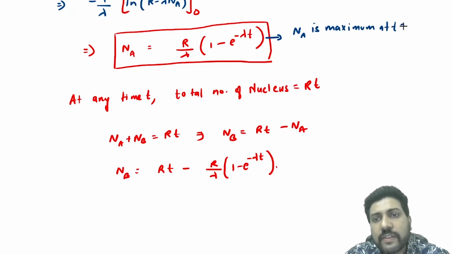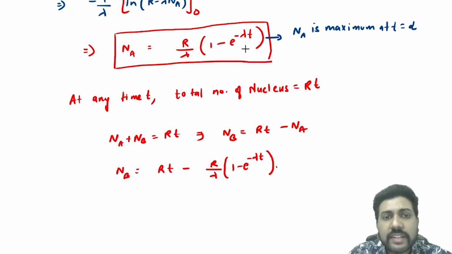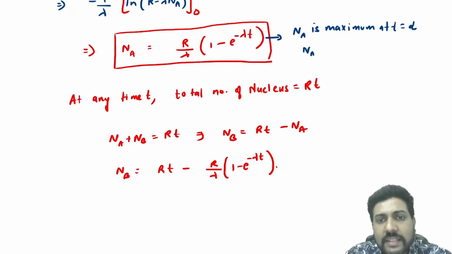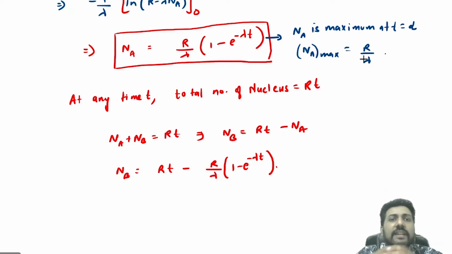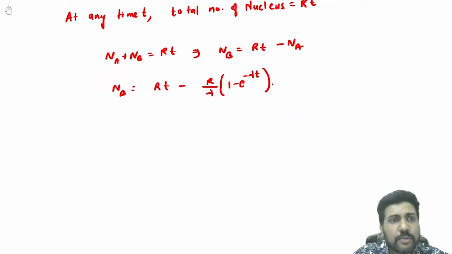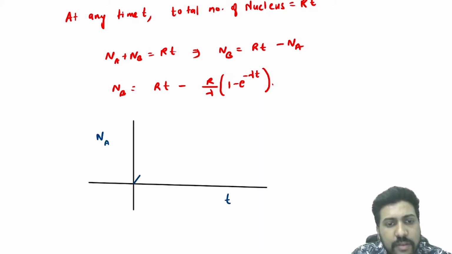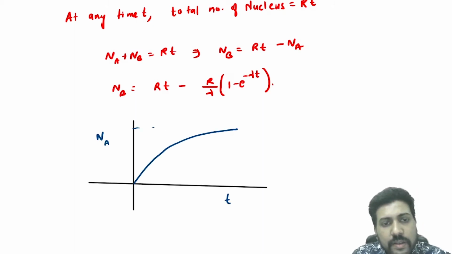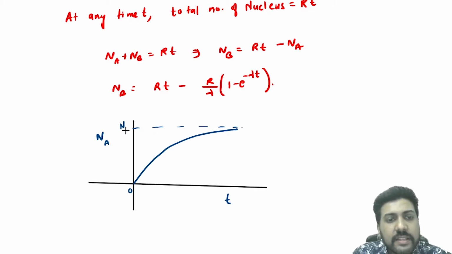From here we can clearly see that Na is maximum at t equal to infinity, and the maximum value of Na is equal to R by lambda. The factory is producing the radioactive nuclei at a constant rate, but the number of nuclei cannot be more than R by lambda, and this occurs at t equal to infinity. Now if you want to draw the graph between the number of nuclei of A versus time, at t equal to 0 the number of nuclei was 0, and as time increases the number of nuclei approaches R by lambda. R by lambda is the maximum number of nuclei.